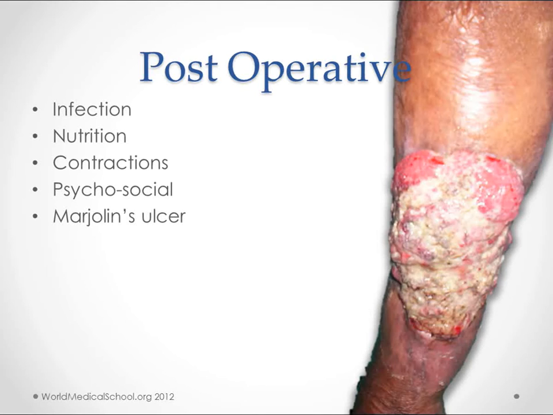Postoperative complications include infection. You need to worry about nutrition with these people. Certainly the psychosocial issue is a big one here. A lot of people come away from burns very disfigured, and that may be the hardest challenge in their life afterwards. Marjolin's ulcer, as we have pictured here on the right, is a skin cancer that can result from the scarring after burns. So something that you want to keep an eye out for because it can be pretty dangerous.